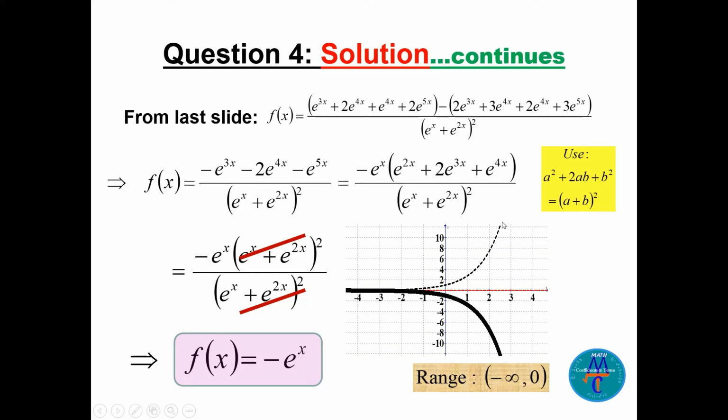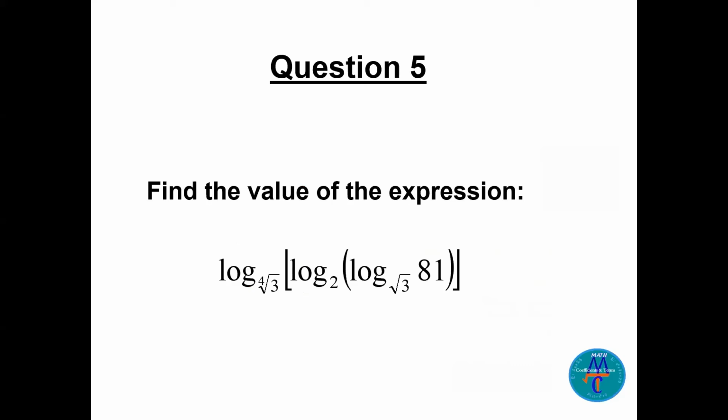This dashed one is e to the power x, the increasing exponential. When you have a minus on the line, it's a reflection on the x-axis. Now, what is the range? From minus infinity until 0, open. That's the simplified function.